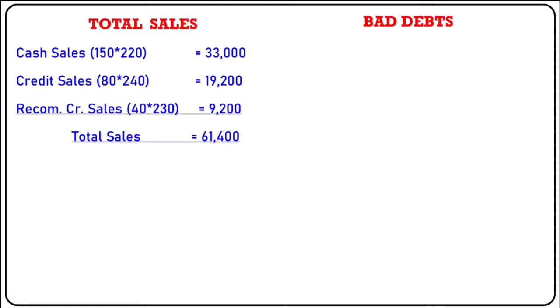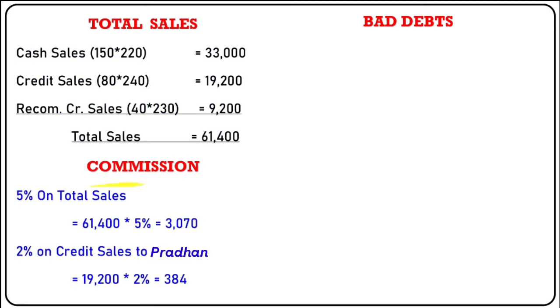Moving towards commission, 5% on total sales. Total sales per 5%. So 61,400, 5%, 3,070. And 2% on credit sales. 2% credit sales, our credit sales. So that is 2%, that comes to 384.